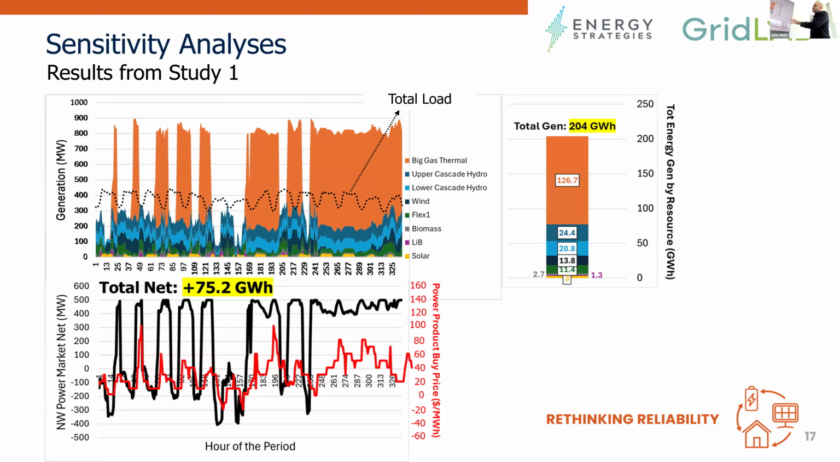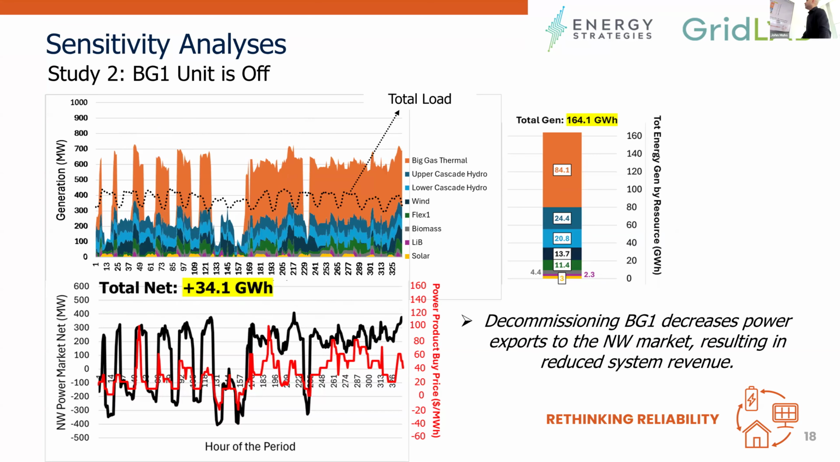Again, these are the results from study 1, and they are incremental changes that we are making. I put the results for the previous study and also the new study and go back and forth to better track the changes. So this is the study 1 results. And then when we turn the big gas 1 unit off, you can see that the generation by the thermal units decreases.